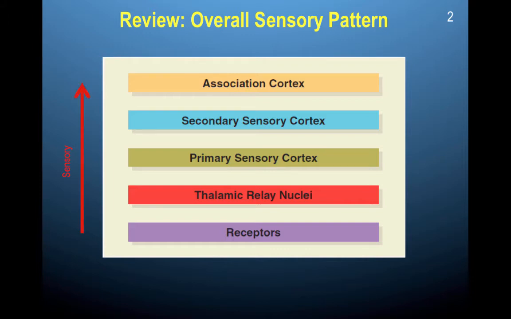The sensory information comes in through the receptors, into the thalamic relay nuclei, into the primary sensory cortex, the secondary sensory cortex, and then finally into the association cortices.